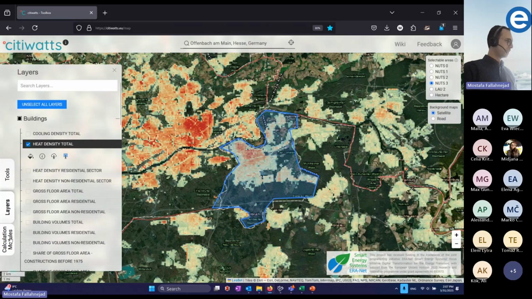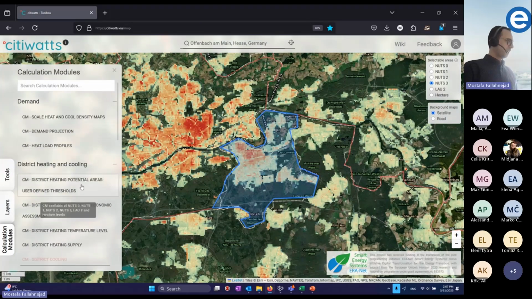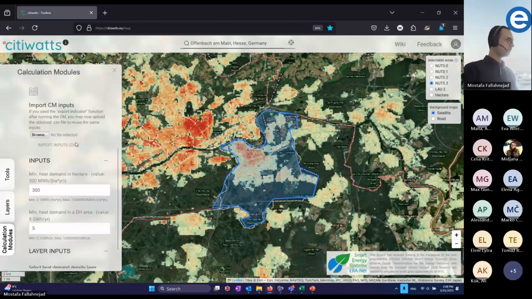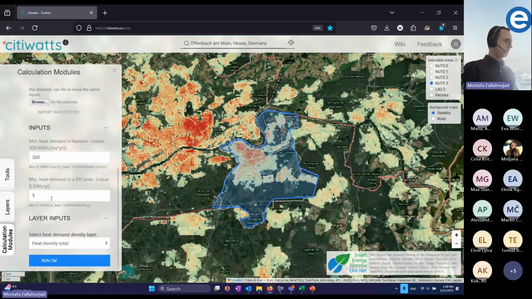And then I move on to the calculation module tab. Here under district heating and cooling, the first calculation module is district heating potential areas, user-defined thresholds. I select this one. And here we have two input parameters. Depending on the region you're looking at, you may have different indicators. It's being said in literature that a minimum threshold of 300 megawatt hours to 1 gigawatt hour could still be interesting for a district heating system.